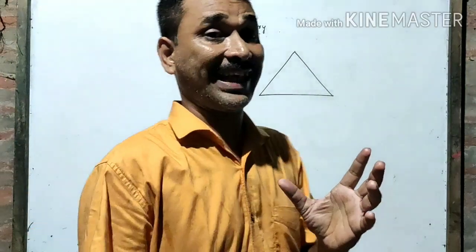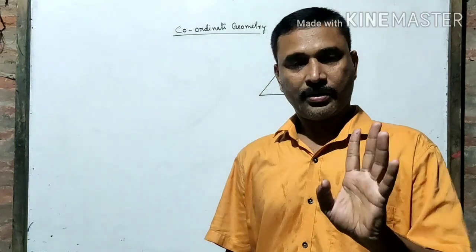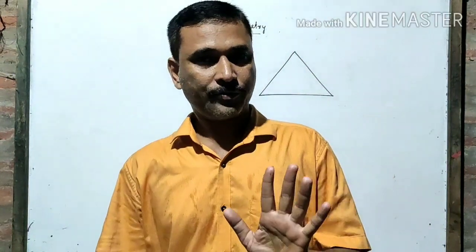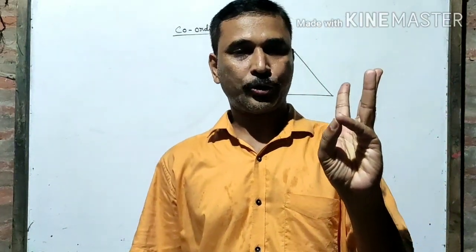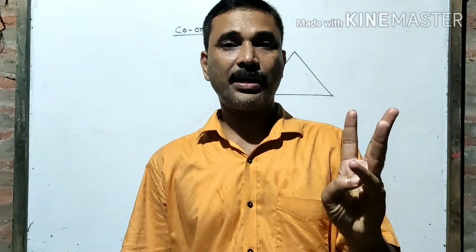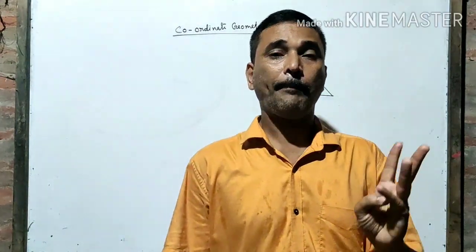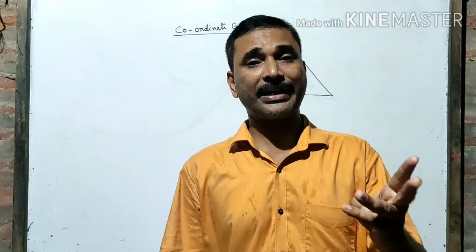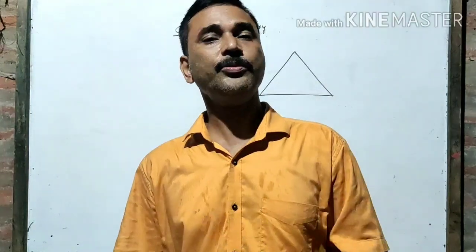On the basis of lengths of the sides, there are 4 types of triangles: equilateral triangle, isosceles triangle, scalene triangle, and right angle triangle. Though the definition is based on angle, by using the hypotenuse we can relate it to sides. So by using Pythagoras theorem you can relate it to sides.